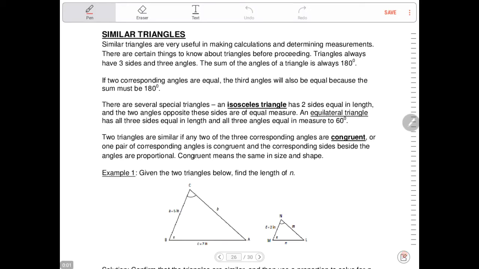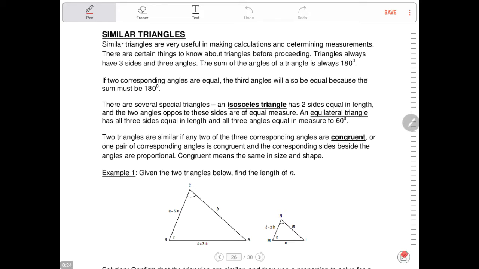Okay, everyone, we have arrived now at the last lesson of this unit, which is in regards to similar triangles. So obviously, this lesson, we are just dealing with the shape of a triangle, nothing else. Now, similar triangles are very useful in making calculations and determining measurements, but there are certain little facts that you need to ensure that you have in place before we move on.